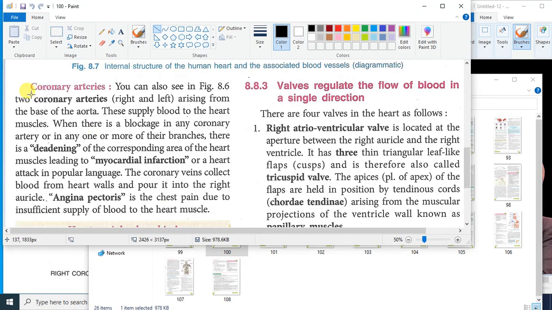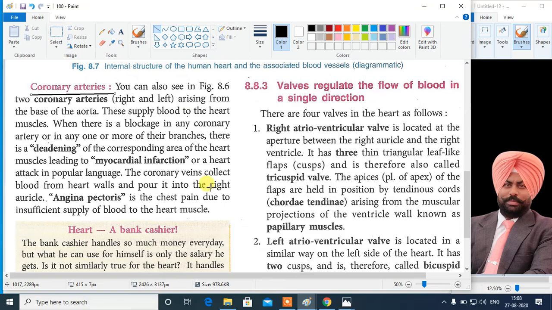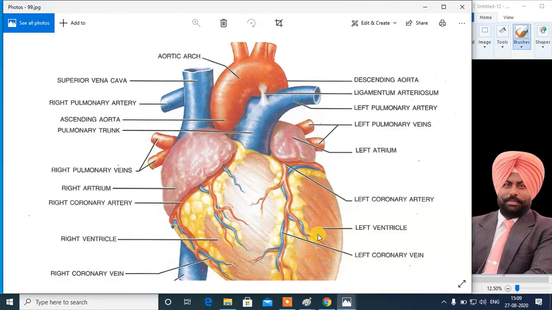Moving on further, now let's talk about the coronary arteries. The coronary arteries, the left and the right coronary artery, arise from the base of the aorta. They emerge out from the aorta, and aorta carries the blood to all different parts of the body. These coronary arteries supply the blood to the heart muscles. Let us understand this with the help of a diagram.